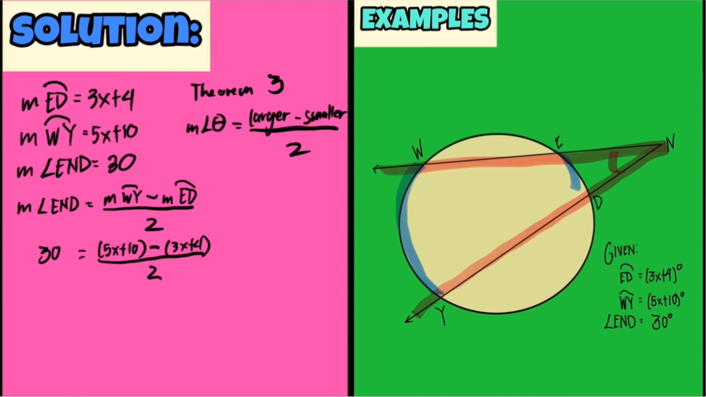So that we will save space, let's multiply this first by 2. Okay, why are we multiplying by 2? So that we can eliminate this one. To eliminate this one, 2 times 30 will give us 60. So 60 is equal to, let's now bring down 5x plus 10. Now I'll slow down here, please take a good listen. It's minus the parentheses of 3x plus 4.